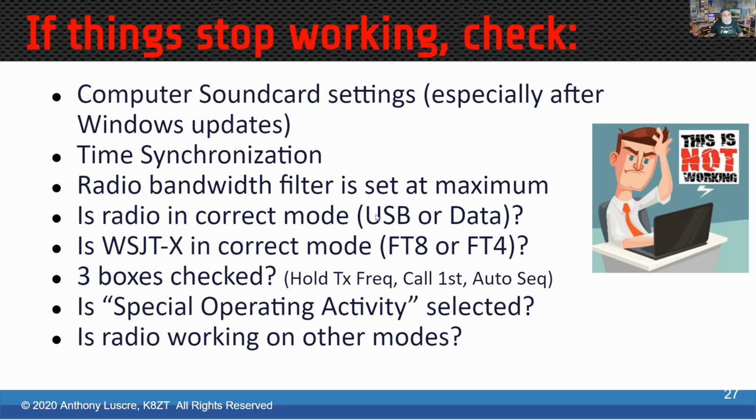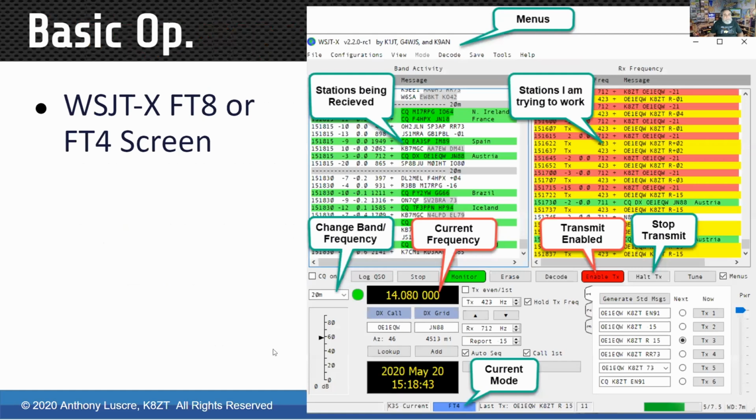And this is the difference between this and other data modes. Data modes such as RTTY and PSK all use lower sideband, but this particular mode uses upper sideband. And then you need to make sure you're actually in the mode you expected, FT8 or FT4, not one of the other modes that are in WSJT-X. And then is the special operating activity button selected? And then last, is the radio working on other modes? And we'll go through some of these specifically.